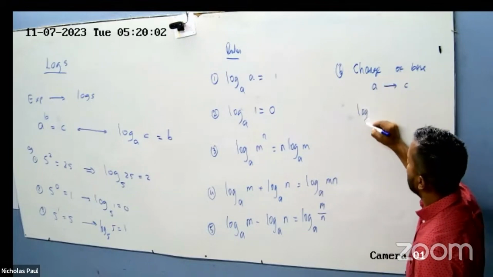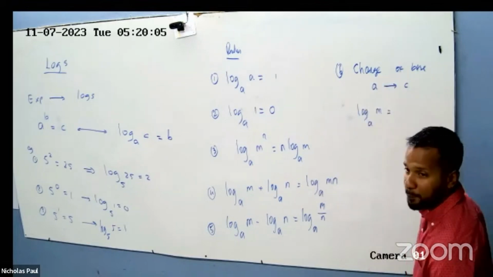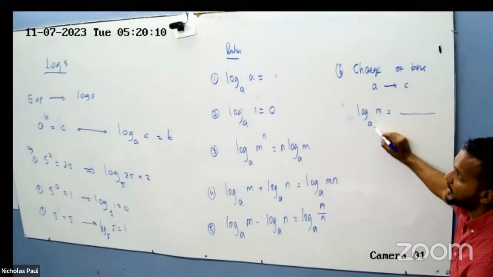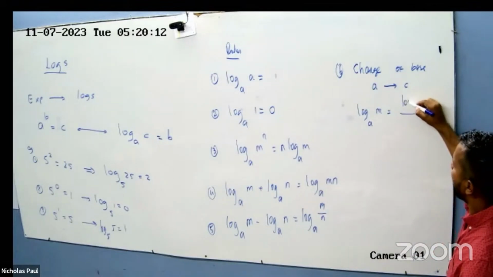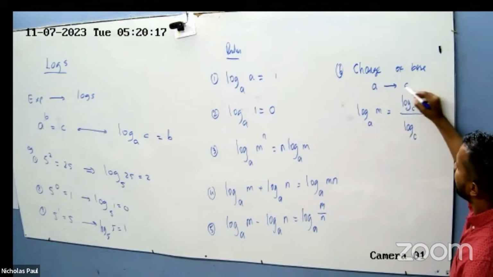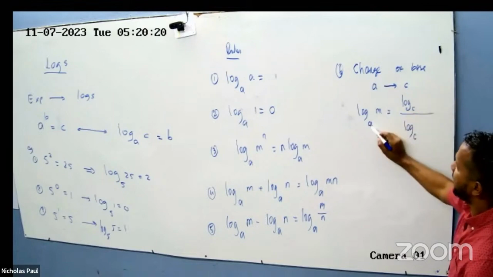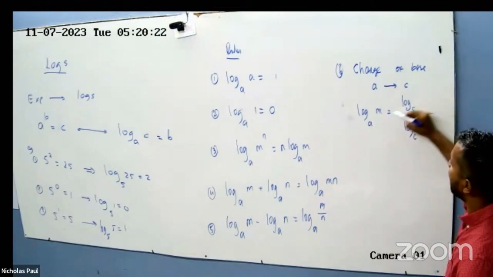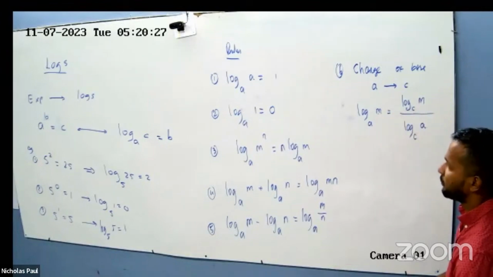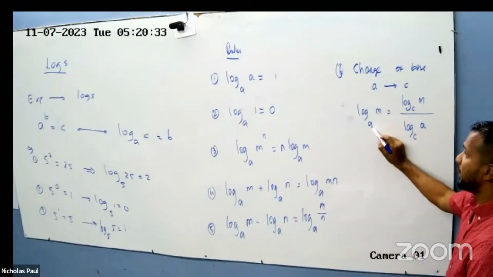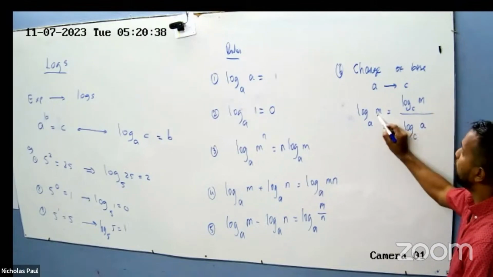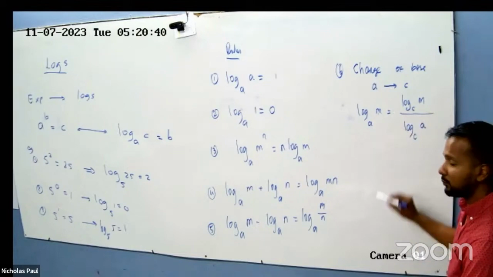If I give you log to the base a of m, what will that be? Watch this here. If you have to change the base from base a to base c, it becomes log to the base c, log to the base c, right? I'm changing to the base c, so I'm taking out a and applying c. What goes here is the whole number. What goes here is the whole base. You put the c and the c here, whole number here, whole base here.